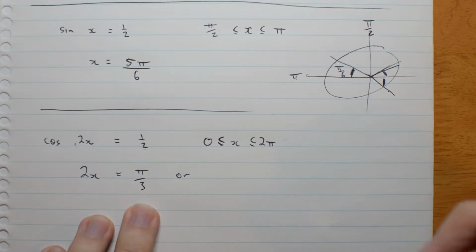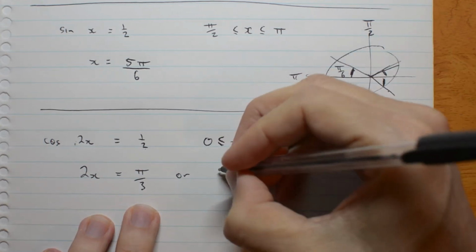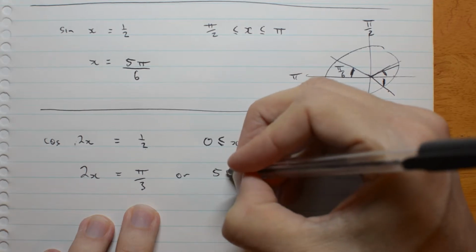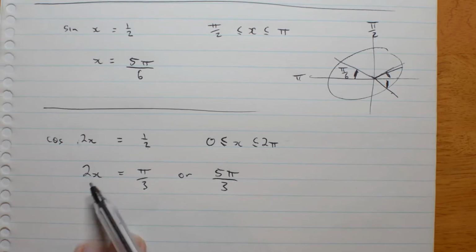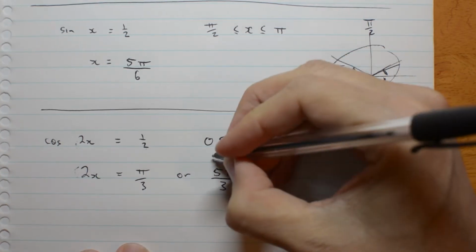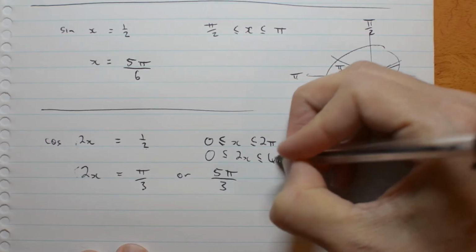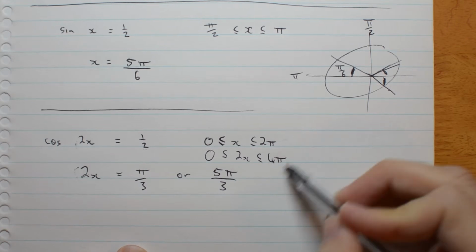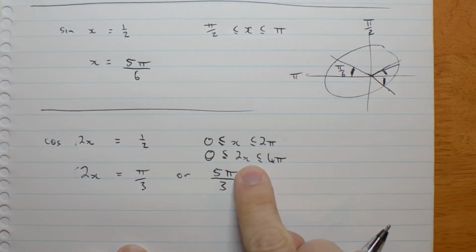2 pi minus pi on 3 will give me 5 pi on 3. But I actually have to go further. 2x actually means I have to look for, let me write it, 0, 2x, 4 pi. I'm actually going to have to look twice as far in order to work out all the possible values.